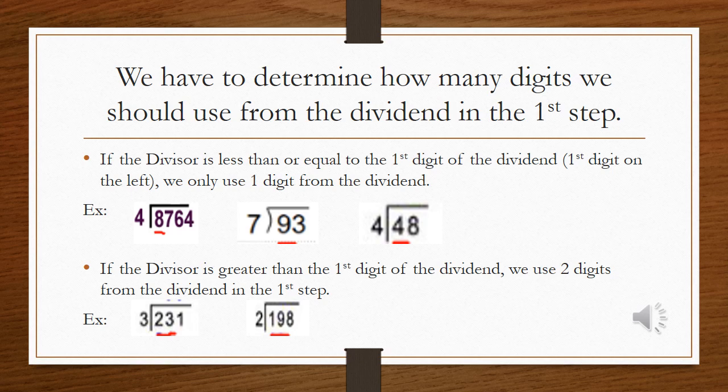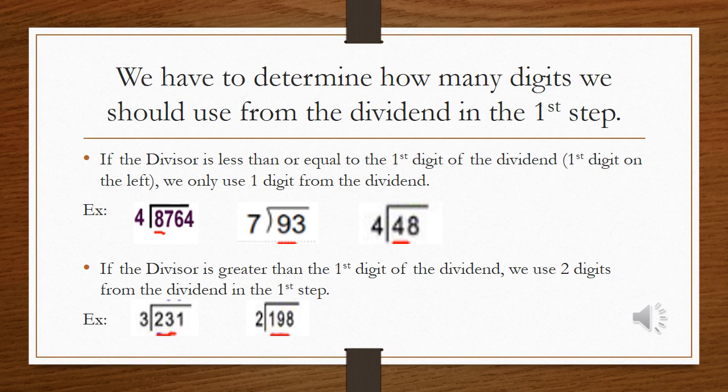8764 divided by 4. 4, which is the divisor, is less than the first digit of the dividend, which is the 8. So we only take the 8 in the first step. 93 divided by 7. 7 is less than 9, so we only take one digit from the dividend in the first step. 48 divided by 4. The divisor equals the first digit of the dividend, so we only take one digit from the dividend in the first step.